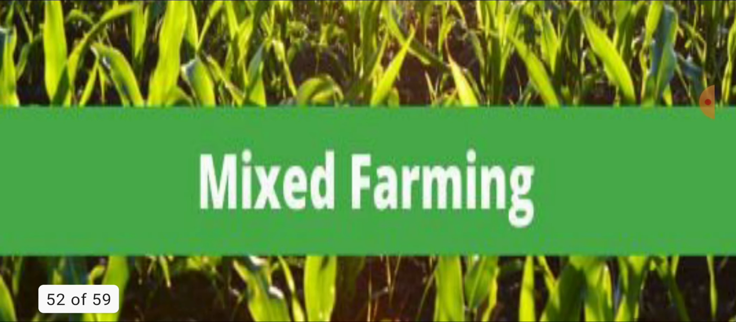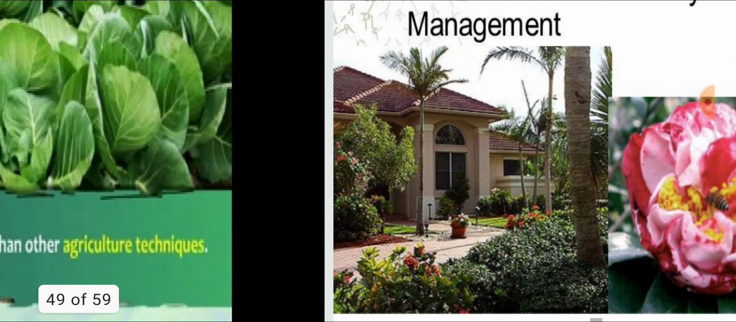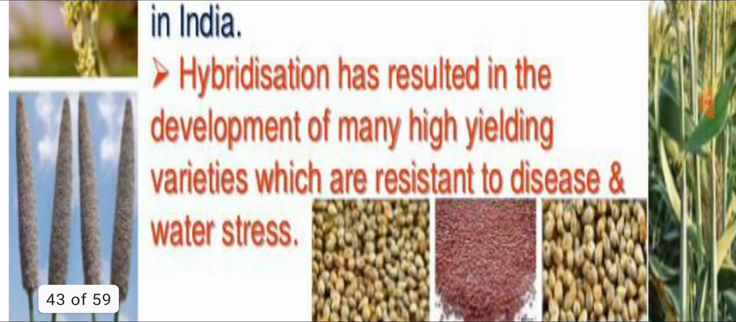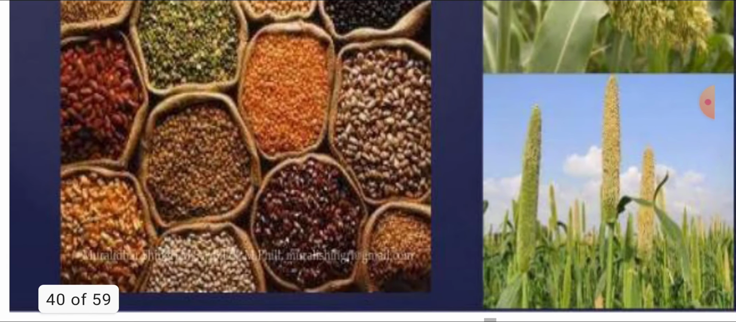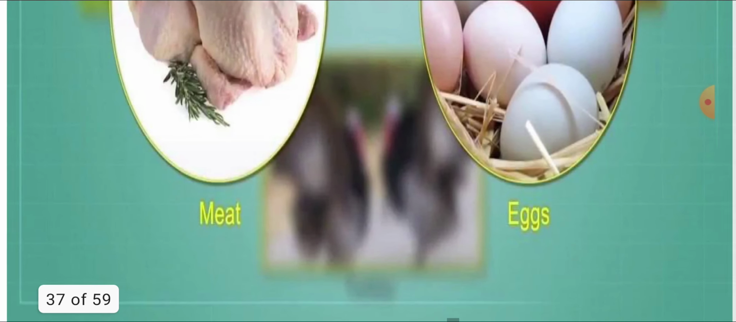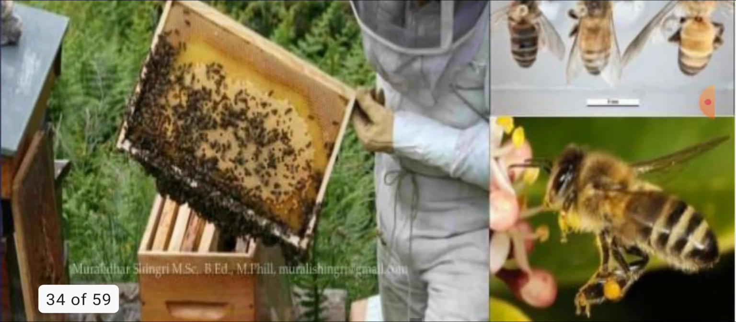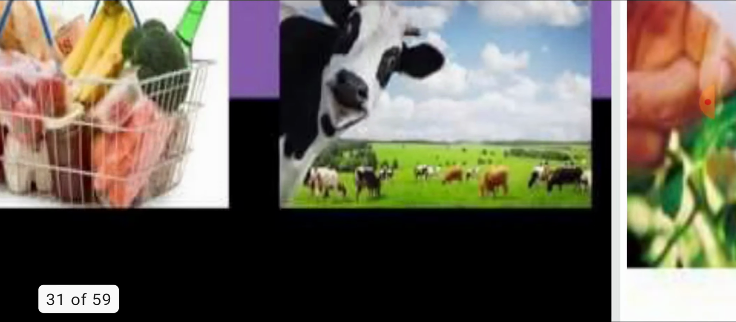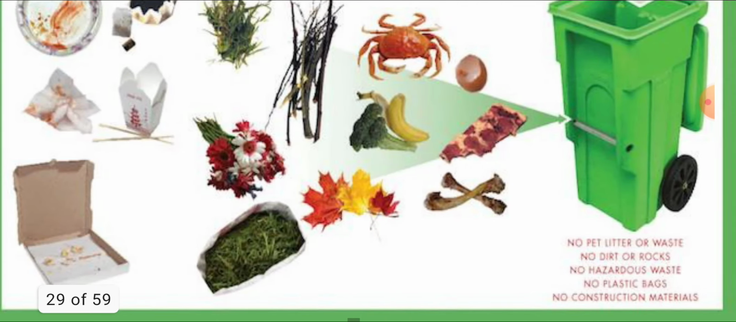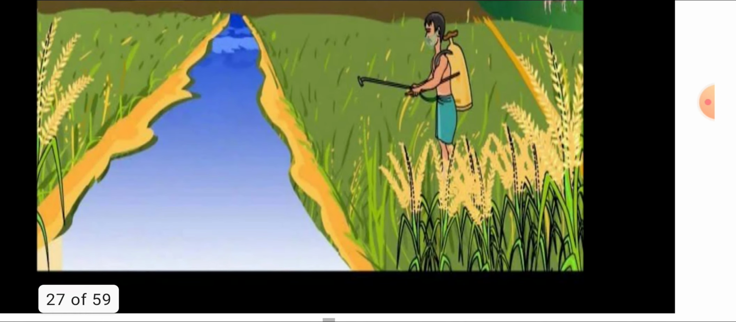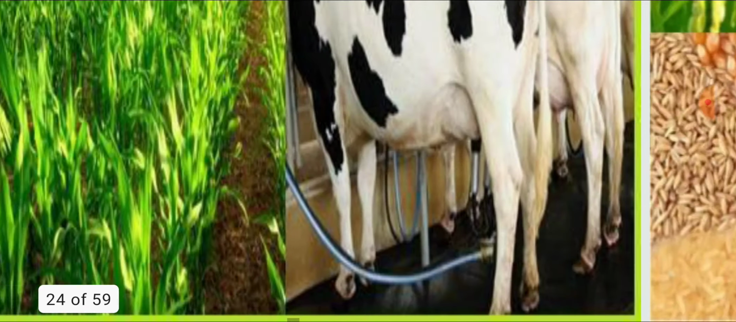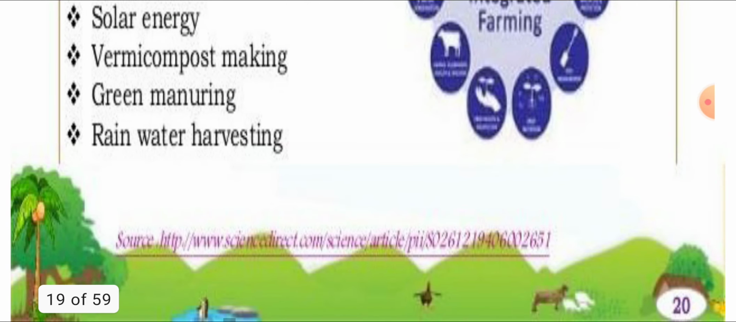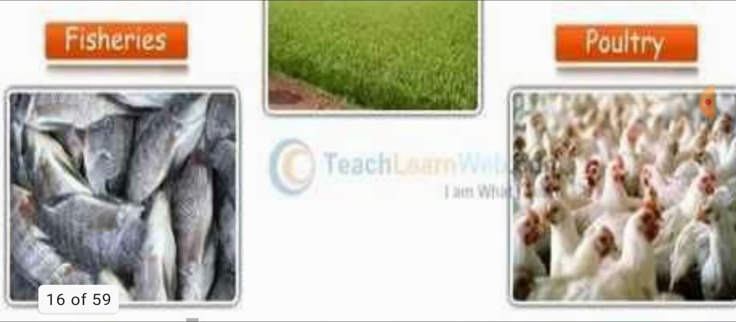You can see this strategy: hydroponics, high yielding variety, rearing of animals, husbandry, extra high. These all are concerned. Apiculture, high yielding variety, broccoli, genetically modified crops, and these are all concerned with the production of getting electricity from the waste product.